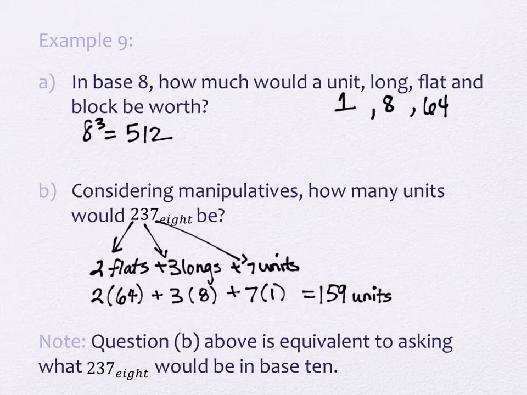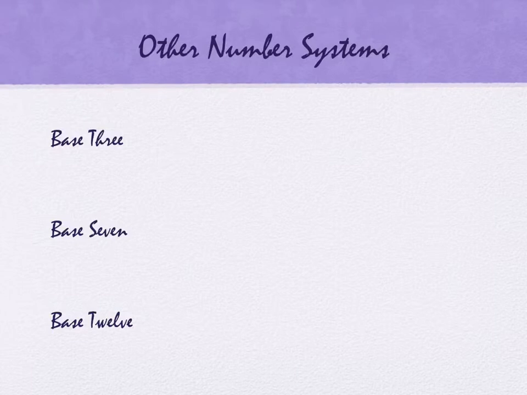And this is equivalent to asking, and we're going to see lots of questions asking it in this phraseology in a moment, what would 237 base 8 be in base 10? In base 10 means in its unit form. If I broke it all down into little bitty pieces, how many would I have in base 10? So we're going to talk about 3 bases. There's nothing special about these 3 bases. You'll encounter other bases in your homework, but these are the 3 I chose to talk about. The first one is going to be base 3, and then we're going to look at base 7, and we're going to look at base 12.